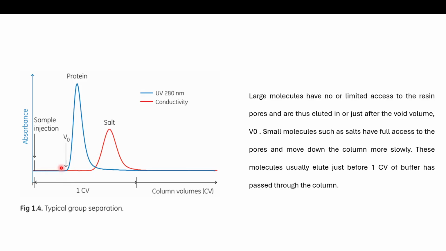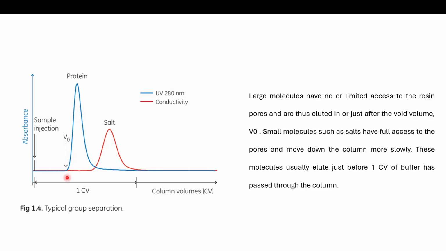Now, because the protein is really large in size compared to the salts that constitute the buffer, the protein will elute out much faster, much earlier than the salt, and hence it will be separated out. So larger molecules have no or limited access to the resin pores, which I was talking about earlier, and hence they are eluted just after the void volume V naught.